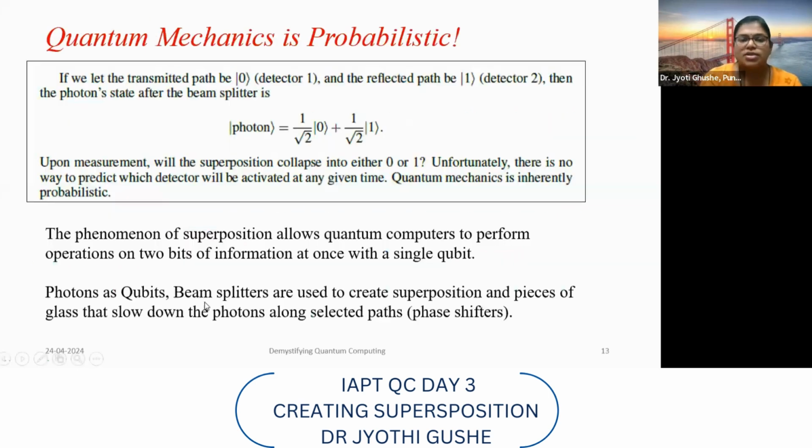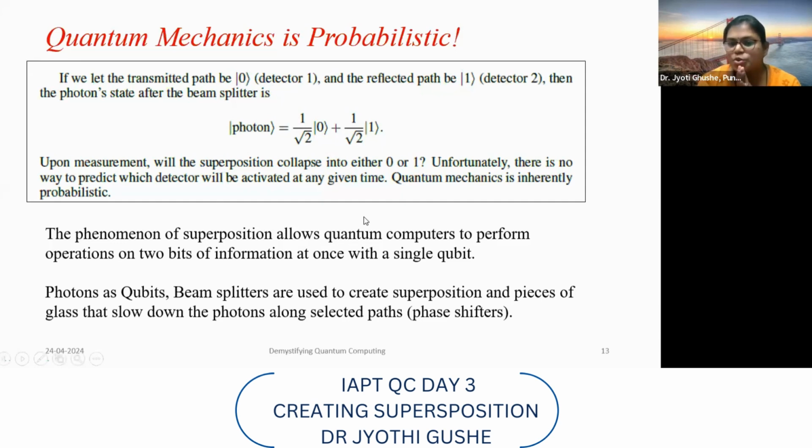Now coming back to this, in yesterday's session, Vandana ma'am gave a description of how the state is written. Like ket photon is 1 by root 2 ket 0. Let us say for the transmitted path, its state is represented by ket 0, and for the reflected path, it is represented by ket 1. So we can write the equation as 1 by root 2 ket 0 plus 1 by root 2 ket 1.